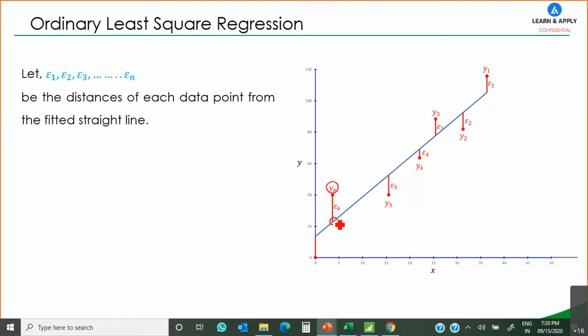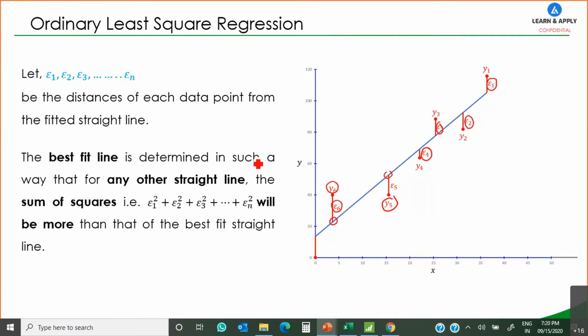Observed value minus predicted value is called the error. So this will be the error that is present with the regression line, right? This is the observed value and this is the predicted value, so this is the error. This is the observed value, this is the predicted value, so this is the error. This is the observed value y3, this is the predicted value, so this is the error. Similarly, there will be error 1 and error 2.